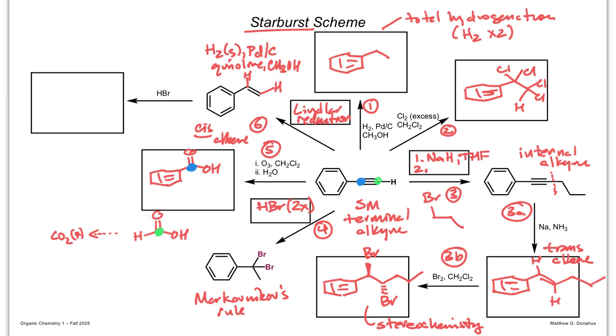Then we're treating that with HBr. That's a hydrohalogenation of an alkene that follows Markovnikov's rule. So the H of the HBr will add to the carbon with the most hydrogens, and then the bromine traps it at the benzylic position.